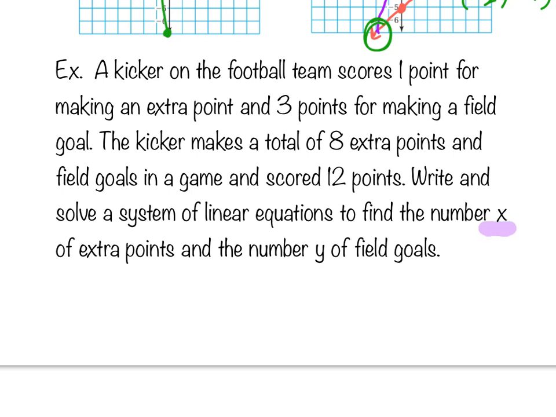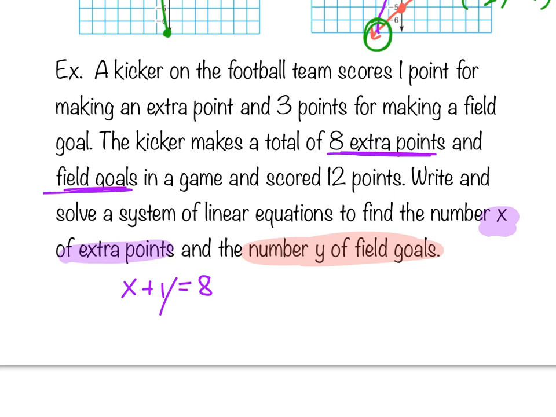So x is extra points, and y is number of field goals. So our equations then, we're going to have a total kicks equation. So it says he makes a total of 8 extra points and field goals in the game, okay? So a total of 8 extra points and field goals. So x plus y equals 8. He made a total of 8 of them.